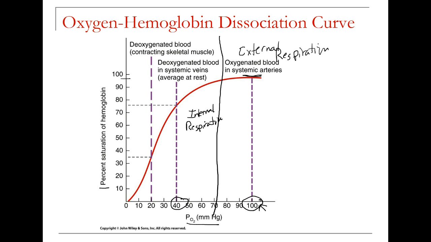If we look, we can go up and see where it contacts right here, that line. And if we follow over to our percent saturation, we can see that that will probably drop the percent saturation down to around 75%. So we have a 75% saturation at 40 millimeters of mercury for the partial pressure of oxygen.